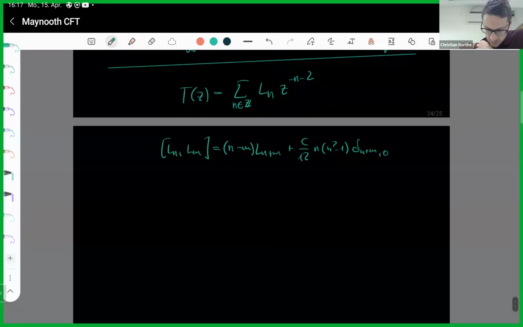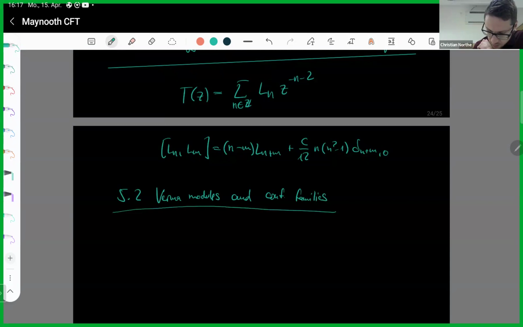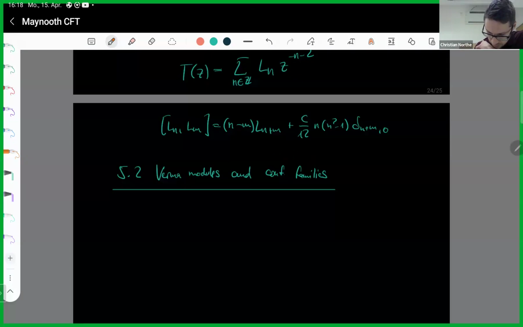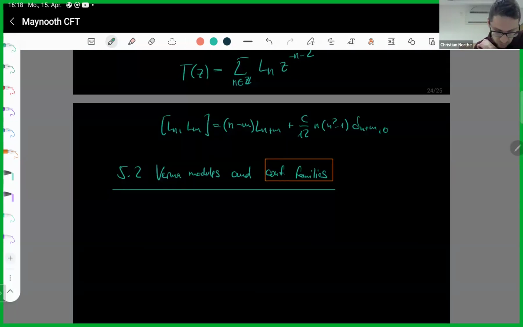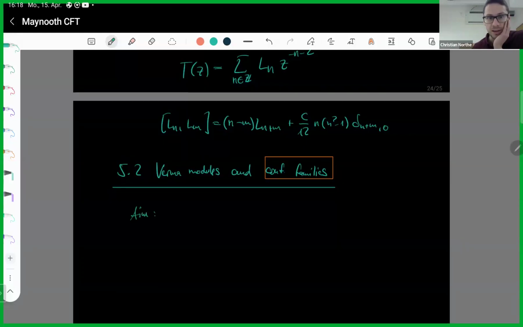So I hope this is going to be comprehensible. So ask questions. The aim here, in section 5.2, is called Verma modules and conformal families. The main takeaway that I hope for you guys from this section is really to understand what a conformal family is. These things are going to be the building blocks that we want to talk about. At least I'm going to be using that a lot next week.